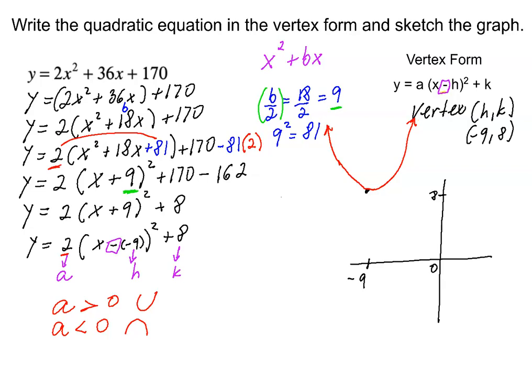I also want to give one more tip. This x plus 9 in parentheses, if you're not sure what number to use for h, you can make the expression in parentheses equal to 0. Solve for x, so x equals negative 9.